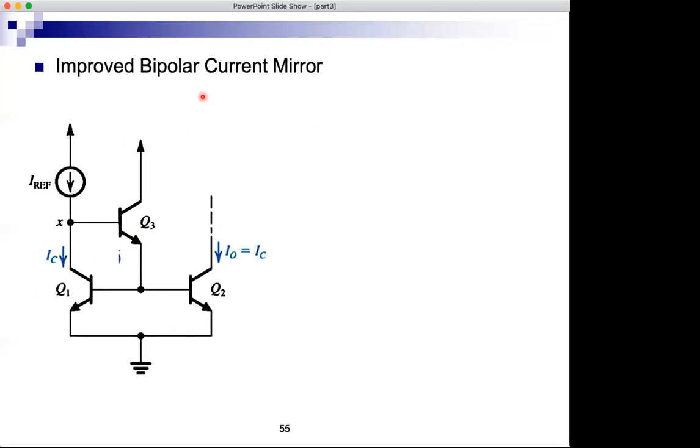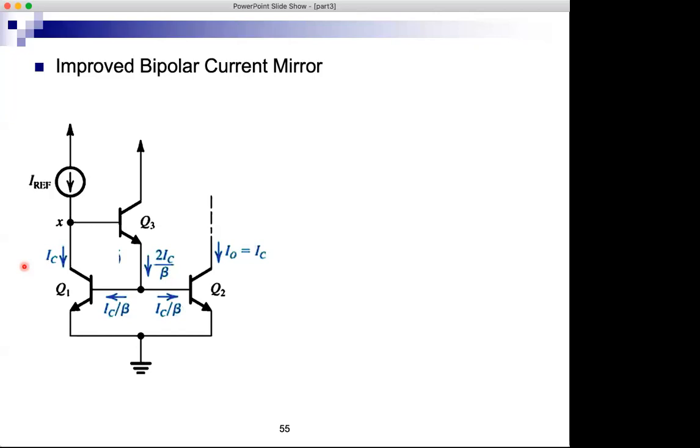All right, this is the current at the output, and it should be equal to this current because these two are, I'm assuming that they're matched, they have the exact same characteristics, they have the same VBE, and therefore the two collector currents are equal, IC and IC. The base current that will flow would be IC over beta. Same for Q1. And by KCL, this current flowing down would be 2 IC over beta plus IC over beta.